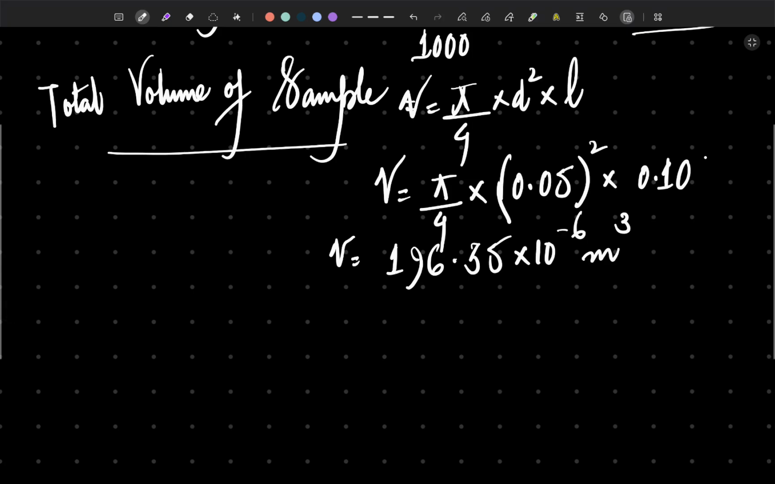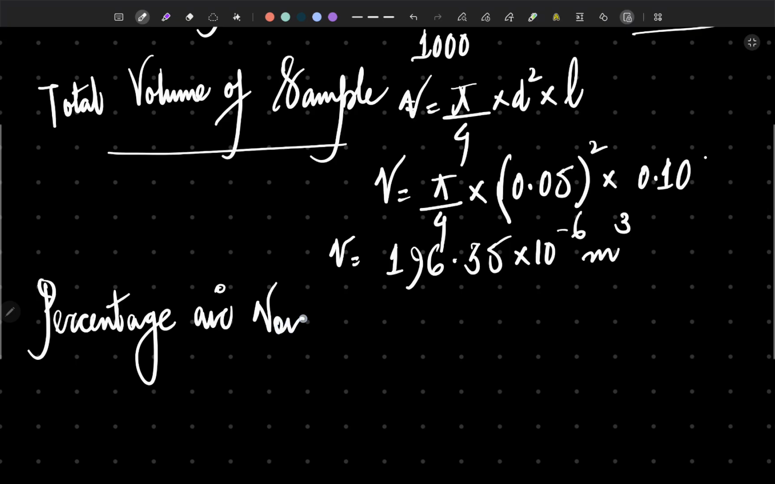Alright. After that, percentage air voids. Percentage air voids is a ratio denoted by n_a, and it's a ratio between volume of air to the total volume.